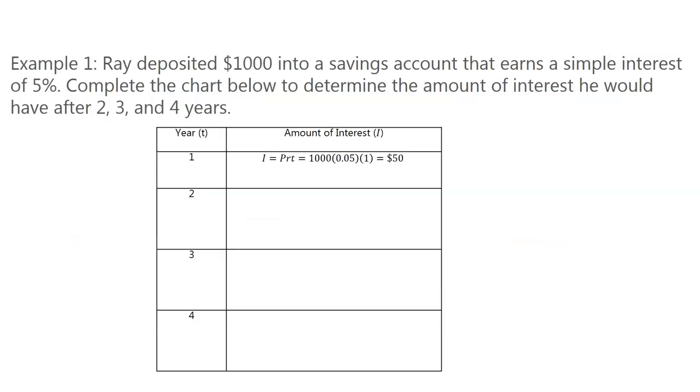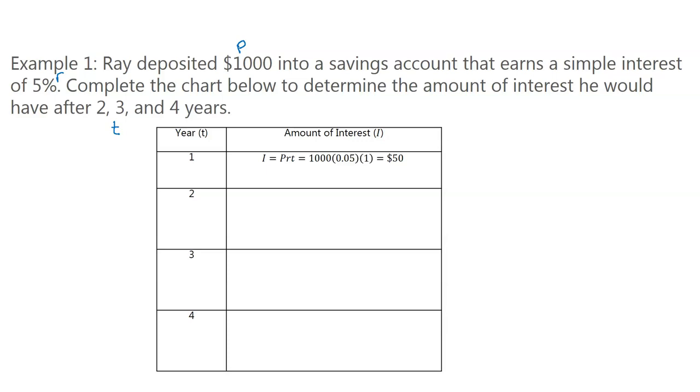So let's look at example 1 where we apply the formula. It says, Ray deposited $1,000 into a savings account that earns a simple interest of 5%. Complete the chart below to determine the amount of interest he would have after 2, 3, and 4 years. Now, since he deposited $1,000 initially, that's our P value, the principal amount. Simple interest rate is 5%. Now, we do need to change that to a decimal. And 2, 3, and 4 years represents the different time values.